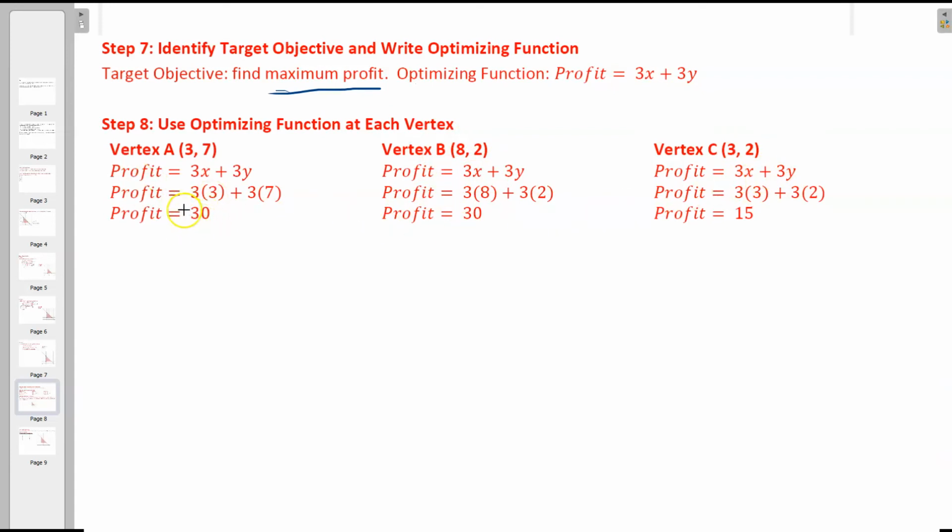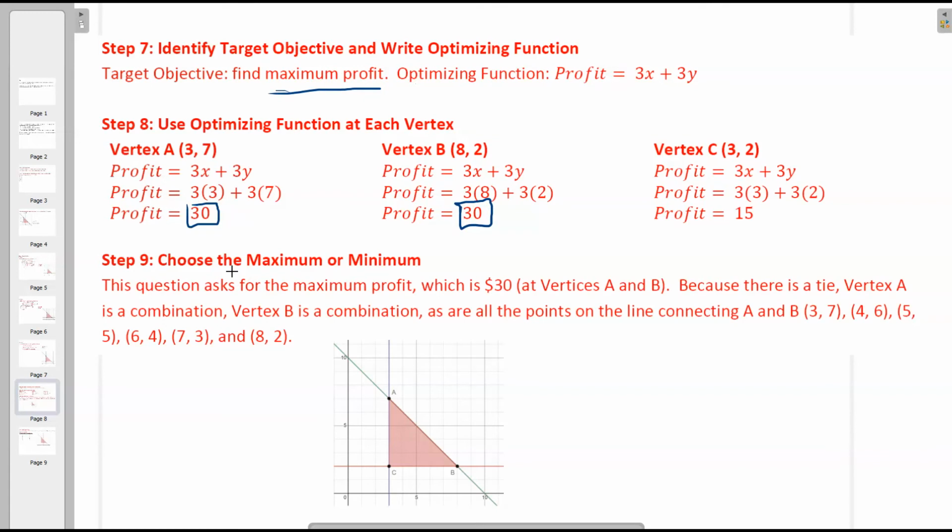We repeat the process for vertex B and vertex C, and in this circumstance now, when we go to choose the maximum, we notice that we've got 30 for 2 of the vertices. So the question was asking us for maximum profit, which in this case is $30, and it happens at 2 vertices. Since those 2 vertices are along the same line, we also know that any other whole points along that line will give us the same optimal solution.